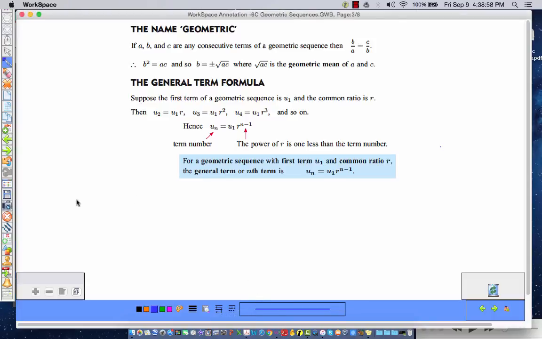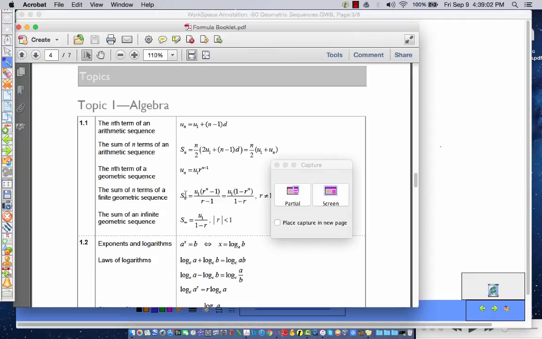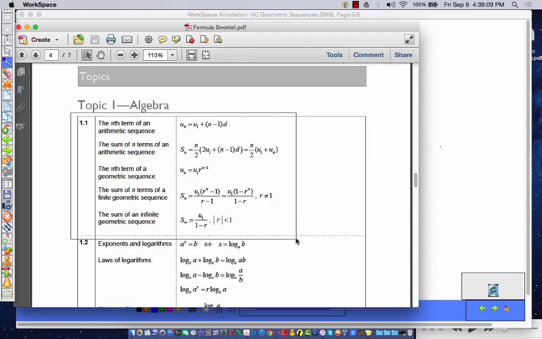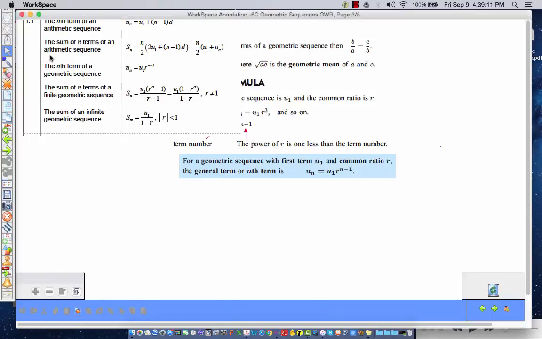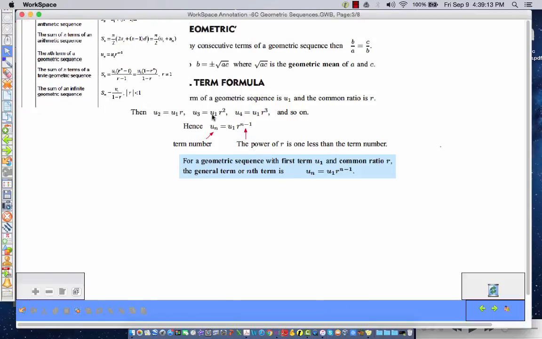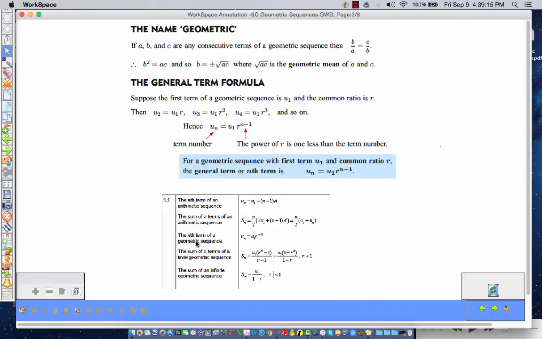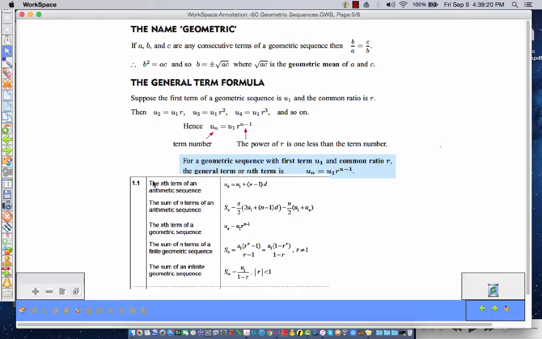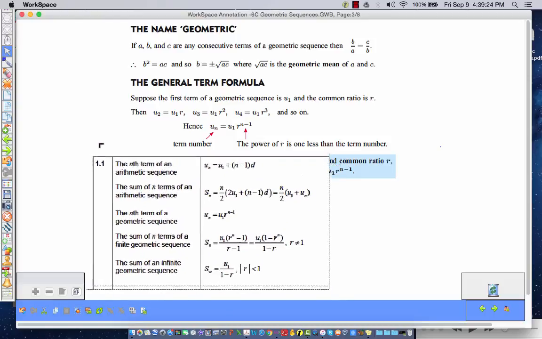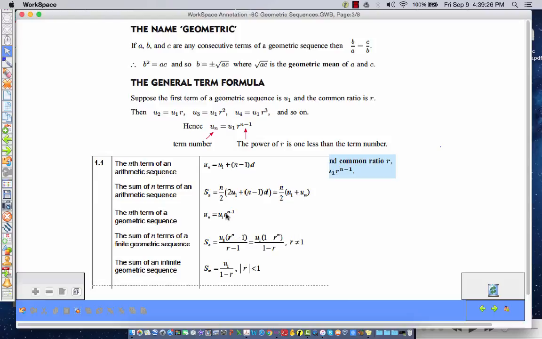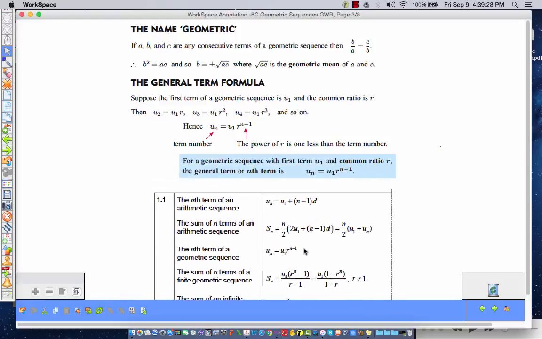And that formula can also be found in your formula booklet in the same spot as the arithmetic sequence formulas were found. So let me just slap that in there for us because we will be using it for sure. Make it a little smaller, but you can see it is right here. The nth term of a geometric sequence, that got a little fuzzy, is u sub n. Wow, that should be an equal sign. There we go. u sub n equals u sub 1 times r to the n minus 1.